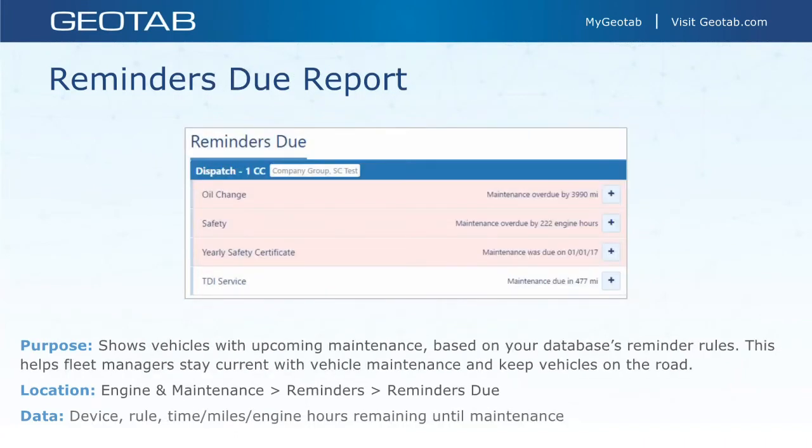Report number 2 is reminders due. Now this is one that's probably going to be more beneficial to you. If I were going to set up an emailed report, I'd probably use this one, because this is going to show you vehicles that have either upcoming maintenance or overdue maintenance. You can access this report through your database, or you can set it up as an emailed report, which is pretty much true of all of these.